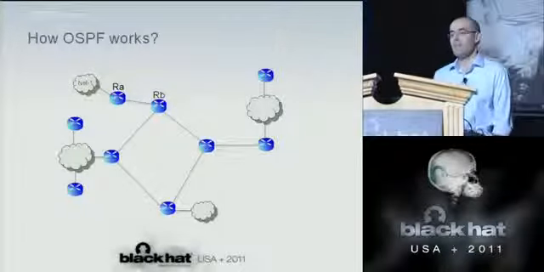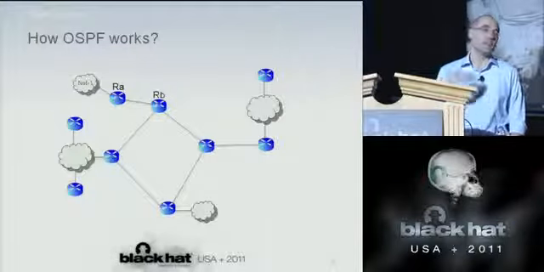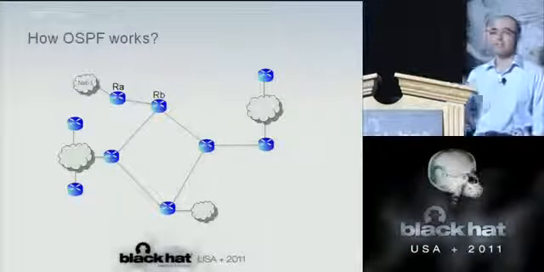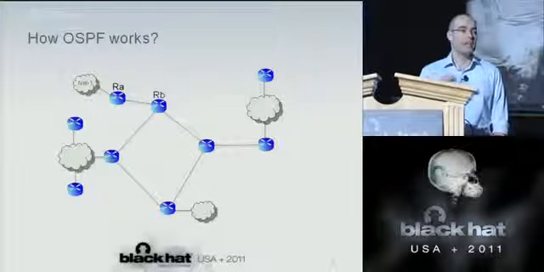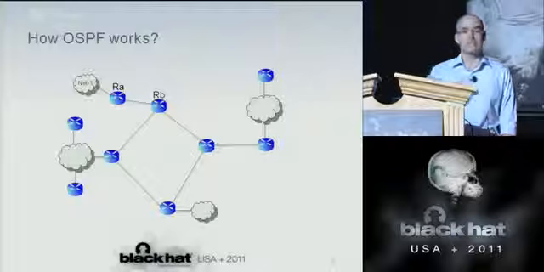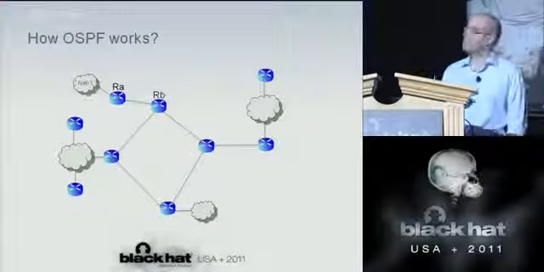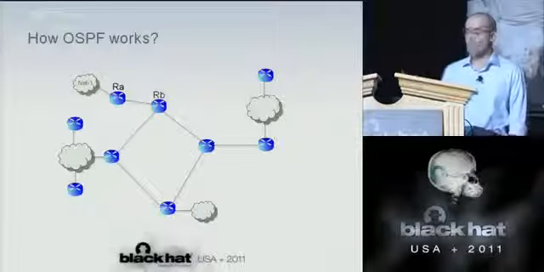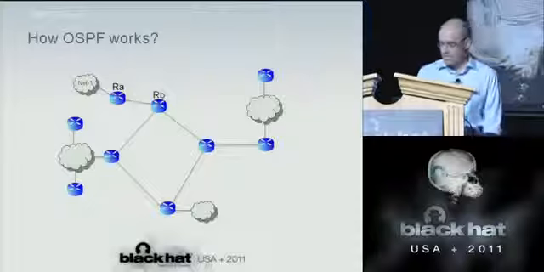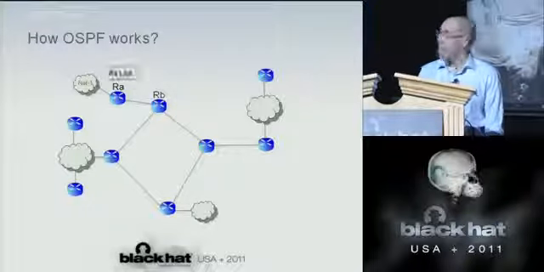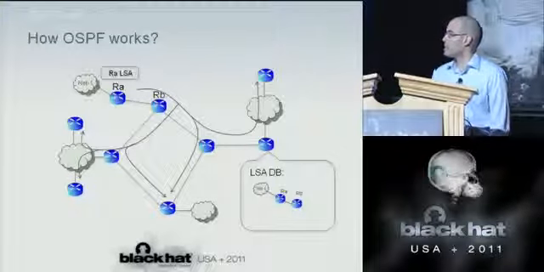Now, OSPF works by having the routers periodically advertise routing advertisements, which we call link state advertisements, or LSA for short. In each LSA, the router tells us to which other routers or networks it is directly connected. And this LSA is flooded throughout the autonomous system. So, for example, the LSA of RA is flooded throughout the network.